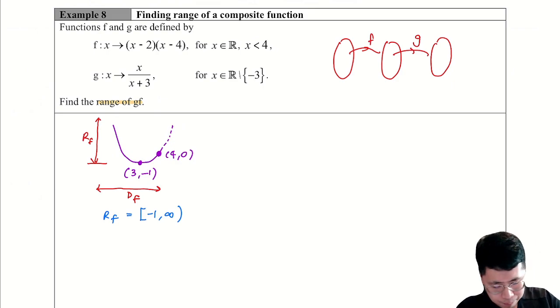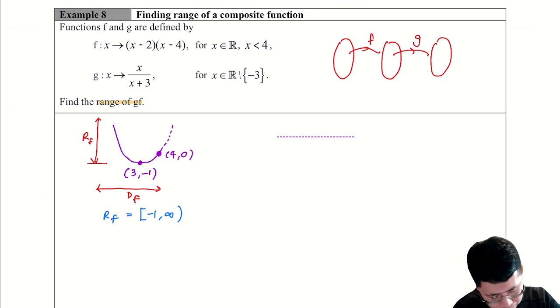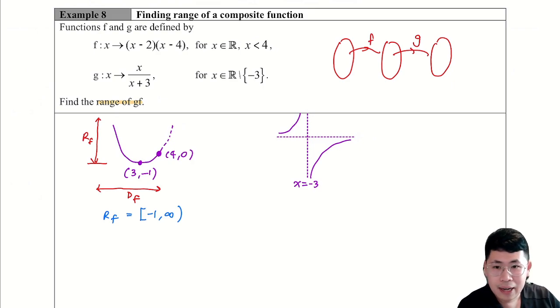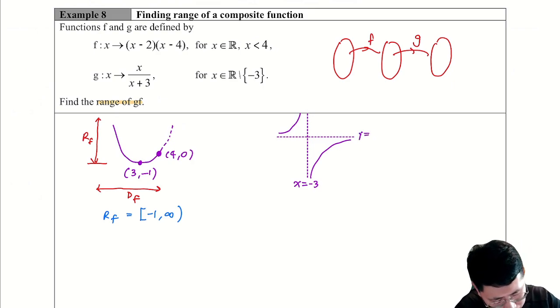Okay, second step, let us draw the graph of x over x plus 3. So x over x plus 3 is going to be something like this. If you do a long division, you will see something like this. So x equals -3 is the vertical asymptote, and y equals 1 is the horizontal asymptote.